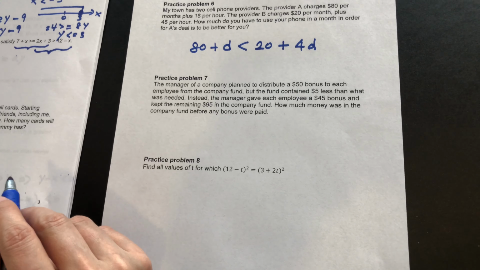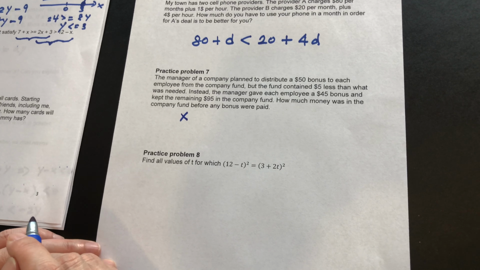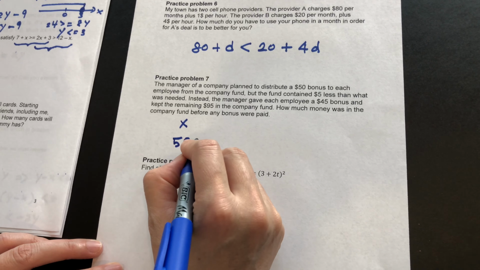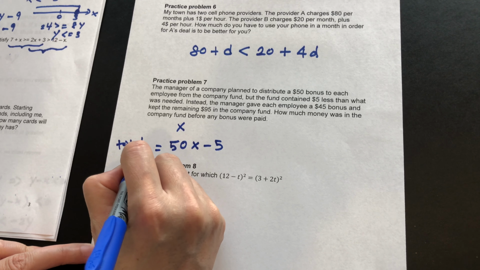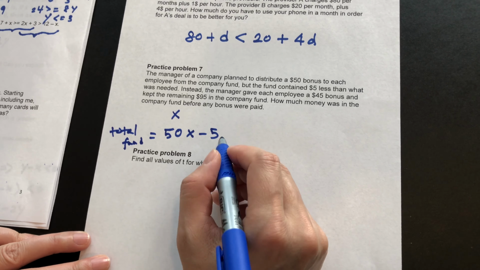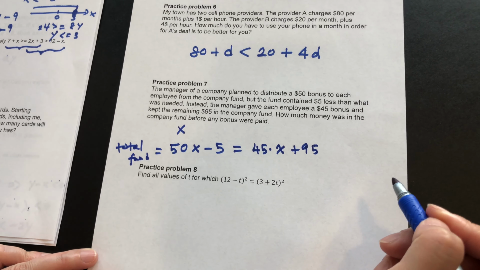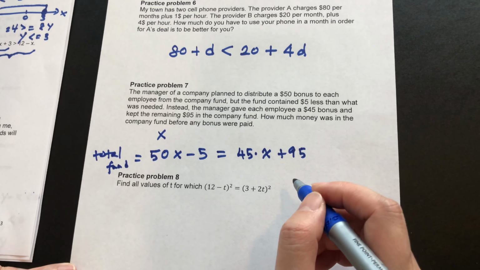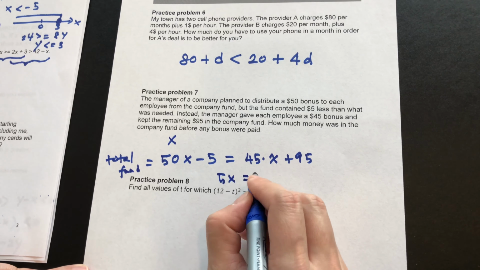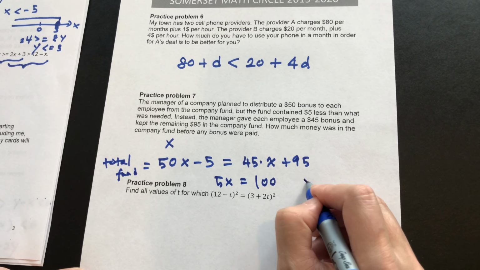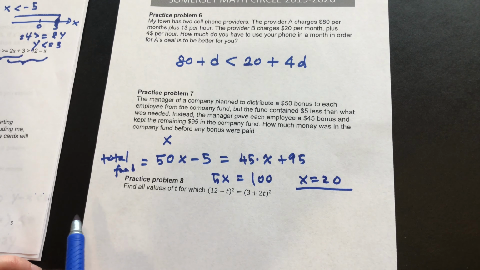Okay, so if we say the number of employees in this company is x, and the total fund would be, if everyone has 50, multiplied by the total number, 50x minus 5 would be the total fund. Okay, and this also equals, if you give everybody 45 plus 95, there's 95 remaining. This would give you the equation. So we subtract 45x from each side, there's a 5x. We add 5 to each side, that's 100. So x equals 20. So then you know the total number of people, then you can use either this or that to find out the total fund.